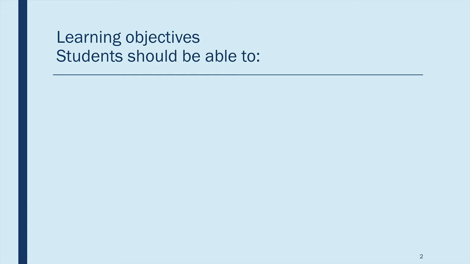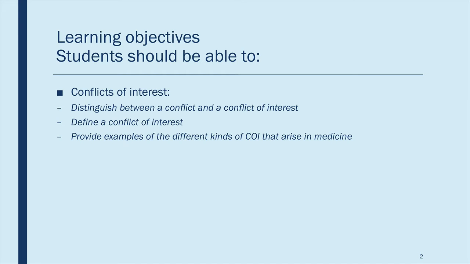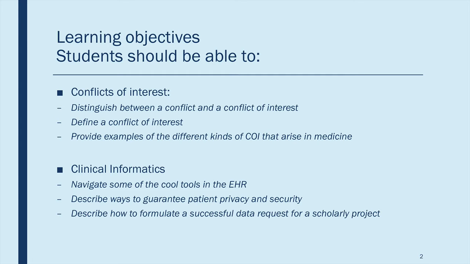Let's go over the learning objectives. For the conflicts of interest workshop, we hope that after the workshops you'll be able to distinguish between a conflict and a conflict of interest, define conflicts of interest, and provide examples of the different kinds of conflicts of interest that arise in medicine. For the clinical informatics workshop, we hope that you'll be able to navigate some of the cool tools in the electronic health record, describe ways to guarantee patient privacy and security, and to describe how to formulate a successful data request for a scholarly project.